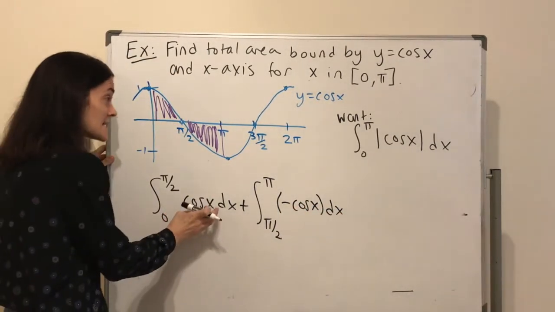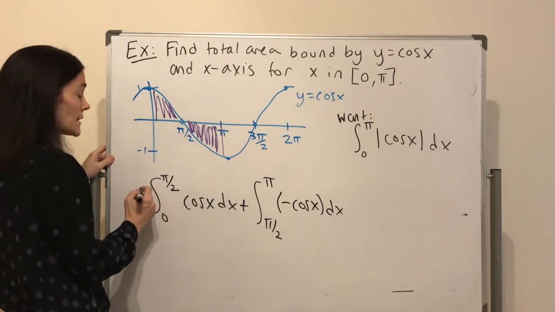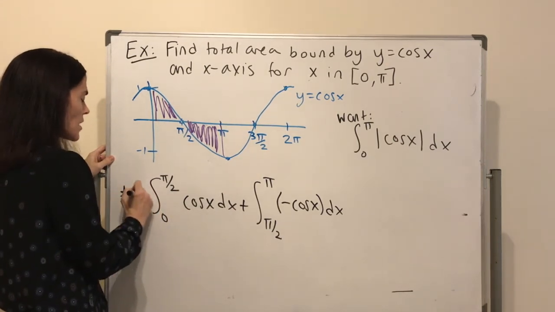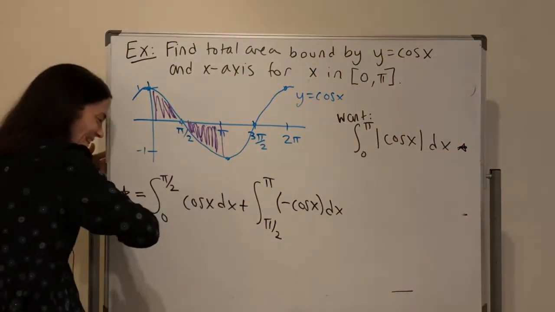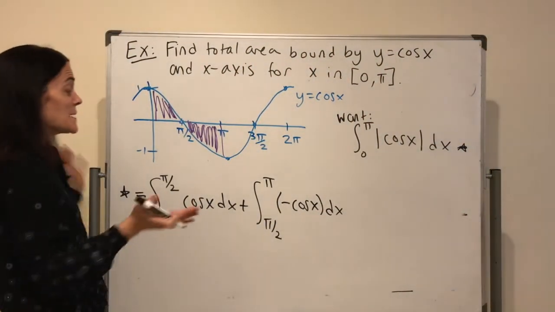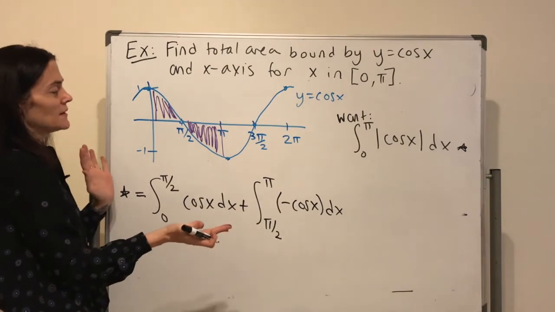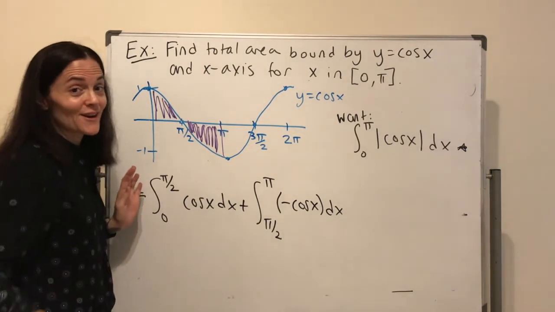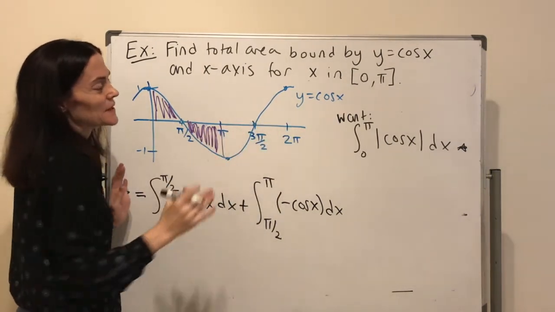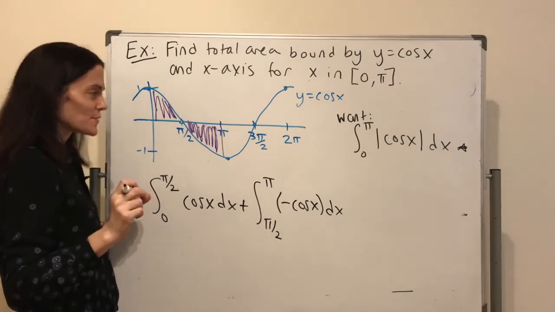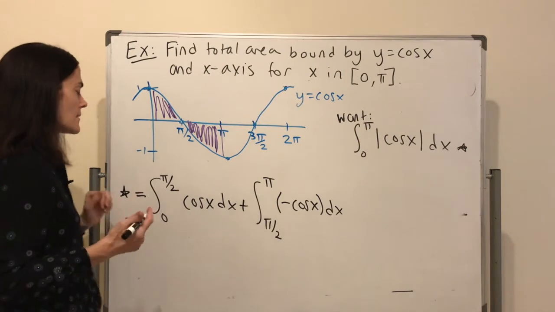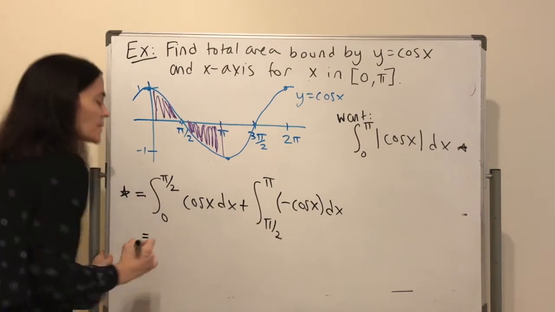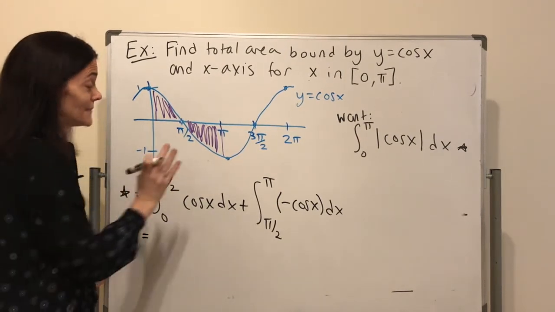Okay, and this here is, maybe I'll put star equals, and this over here is star. I just sort of continued my line on this side of the board. But this is the total area bound by the curve, the integral of the absolute value of cosine x, just broken into a sum of two integrals. Well, now we can use the fundamental theorem of calculus for each one.